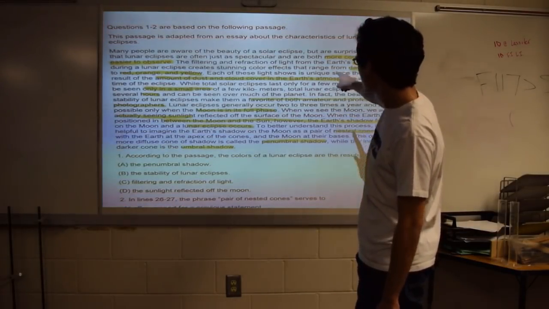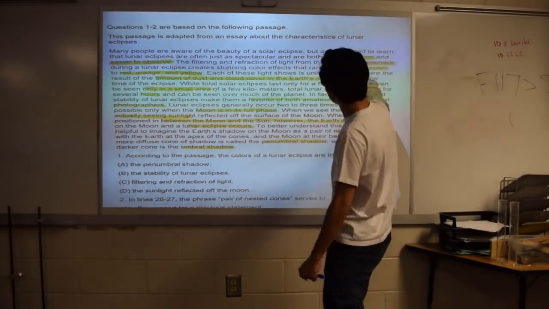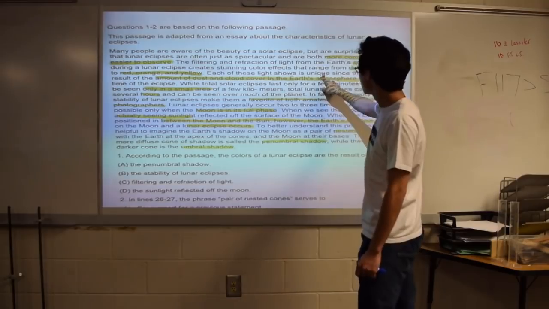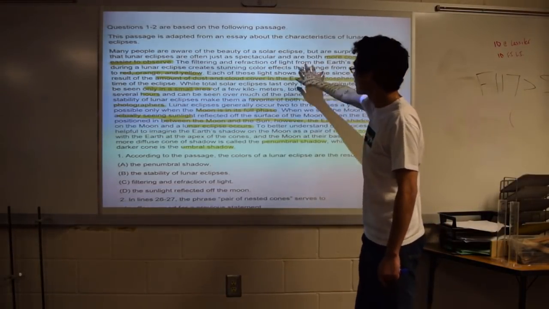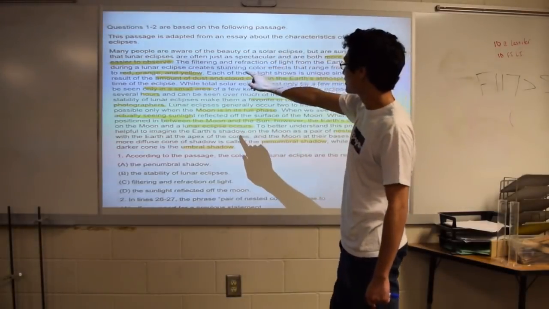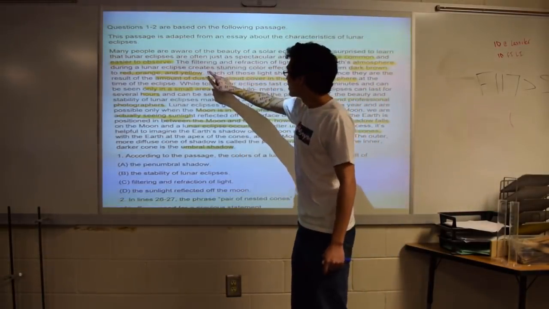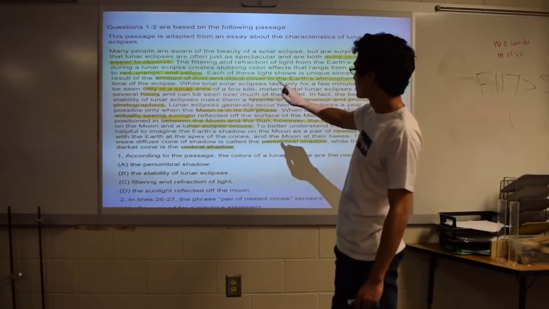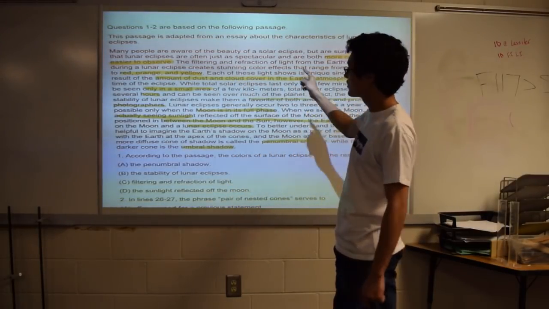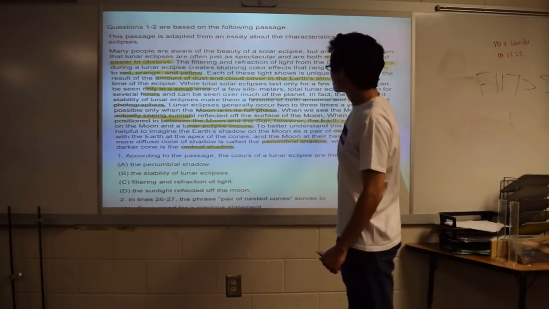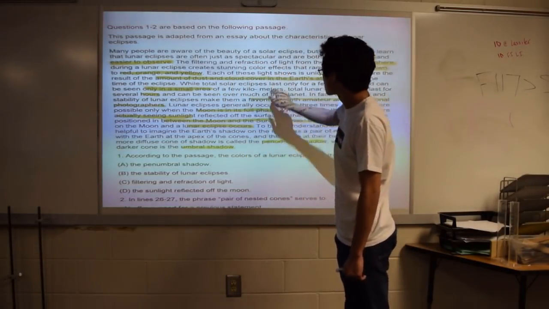So as I said earlier, we highlighted all the colors because that's a simple concept that could make questions out of. So we can look at this sentence because we know that the answer to the question is most likely here. This sentence says, starting from the beginning, the filtering and refraction of light from the Earth's atmosphere during a lunar eclipse creates stunning color effects that range from dark brown to red, orange, and yellow. So these colors are a result of the filtering and refraction of light.